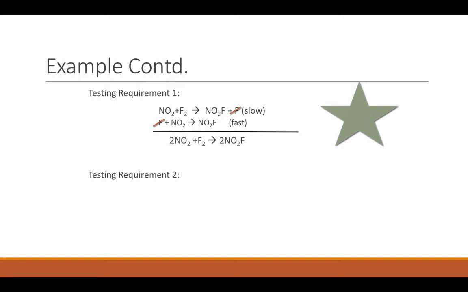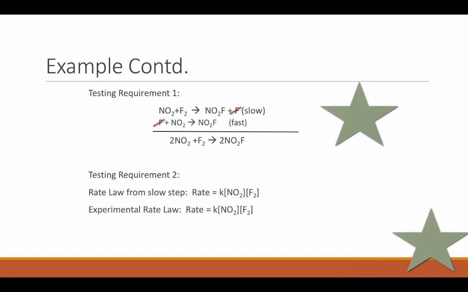We know that the first step is the slow step because it's labeled as such, and because this is an elementary reaction, we can write the rate law directly from the molecularity of this step. That rate law would be rate equals k times the concentration of NO2 times the concentration of F2. The experimentally determined rate law is the same. Therefore, this mechanism satisfies requirement 2, making this a possible mechanism for this reaction. Of course, further investigation and study would be needed to confirm this mechanism, but it is possible.